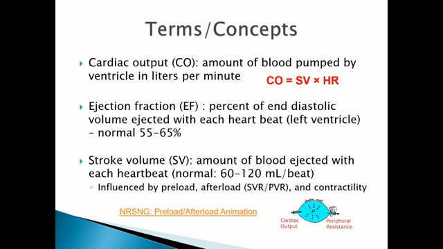You will also see us refer to a term, ejection fraction. We will hear it termed EF. This can be evaluated based on an echocardiogram, but this is the percent of end diastolic volume that gets ejected with each heartbeat from the left ventricle. So normal is considered 55 to 65%.